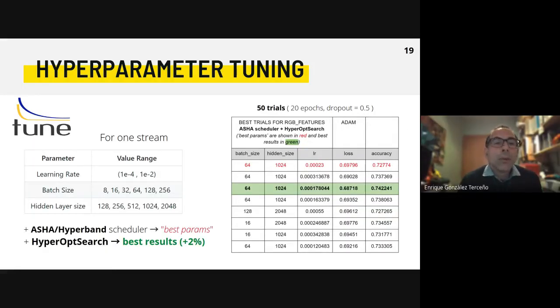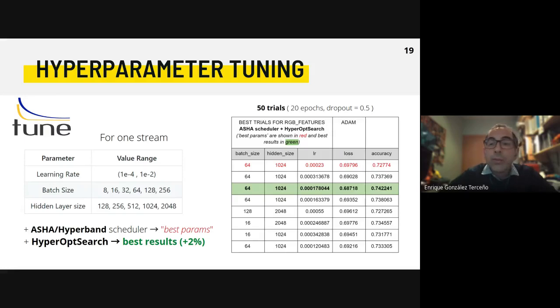So we did some hyperparameter tuning. For doing that, we made use of the RayTune library with the purpose of minimizing loss for the one-stream model of the classifier. We checked the following parameters: learning rate, batch size, and hidden layer size, whose tested value ranges are shown in the table on the left. All trials were done in series of 50 executions of 20 epochs each, and with a dropout of 0.5.